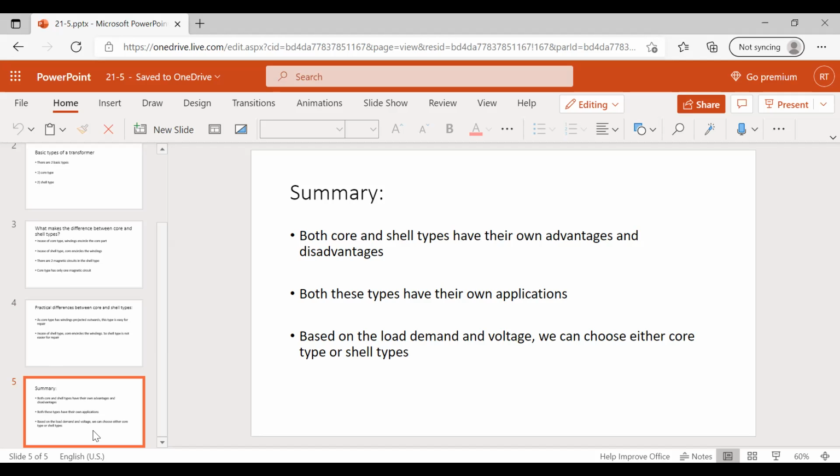So what can we conclude from this session? We can conclude that both shell type and core type of transformers have their own advantages and disadvantages. They have their own applications. They will be chosen based on the load demand and the voltage applications.